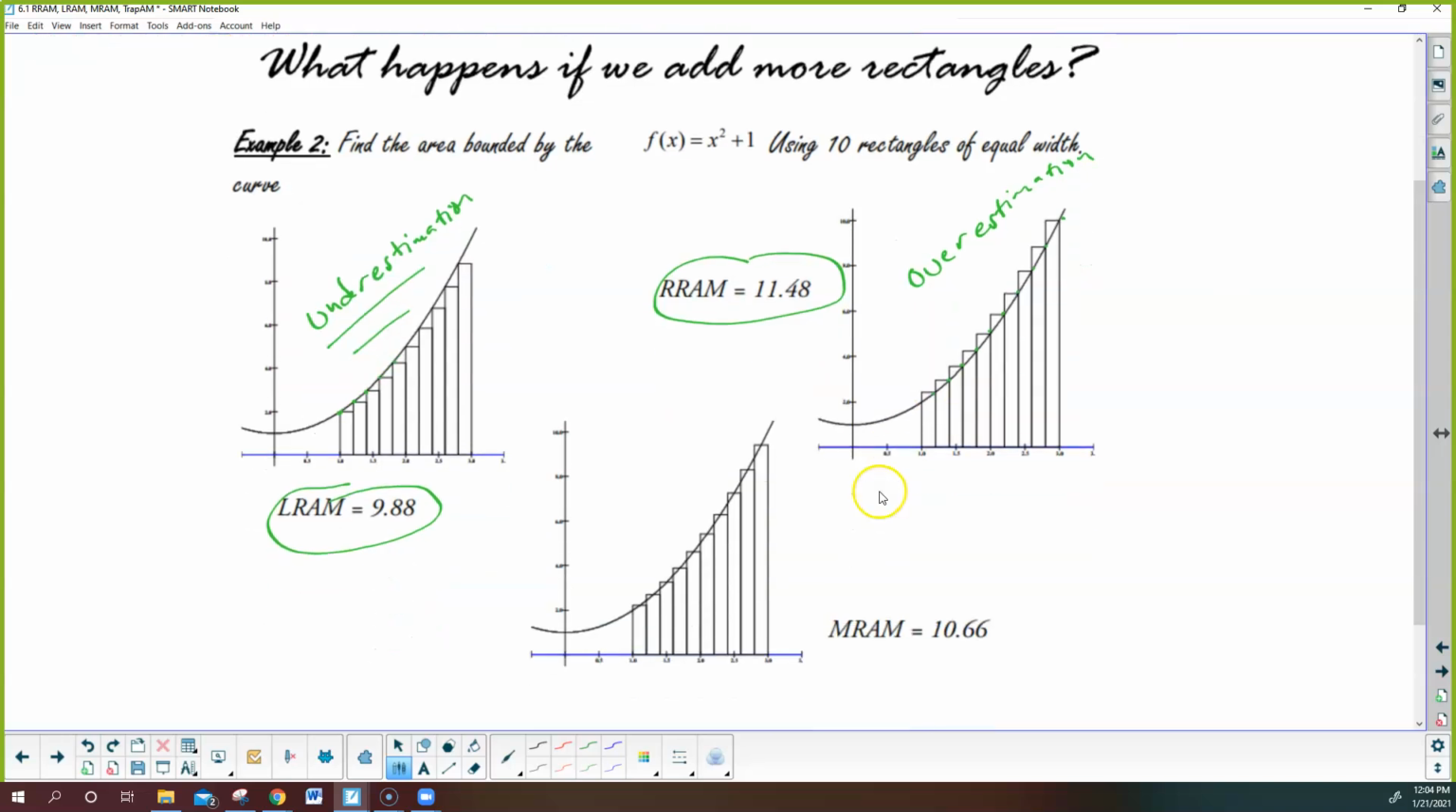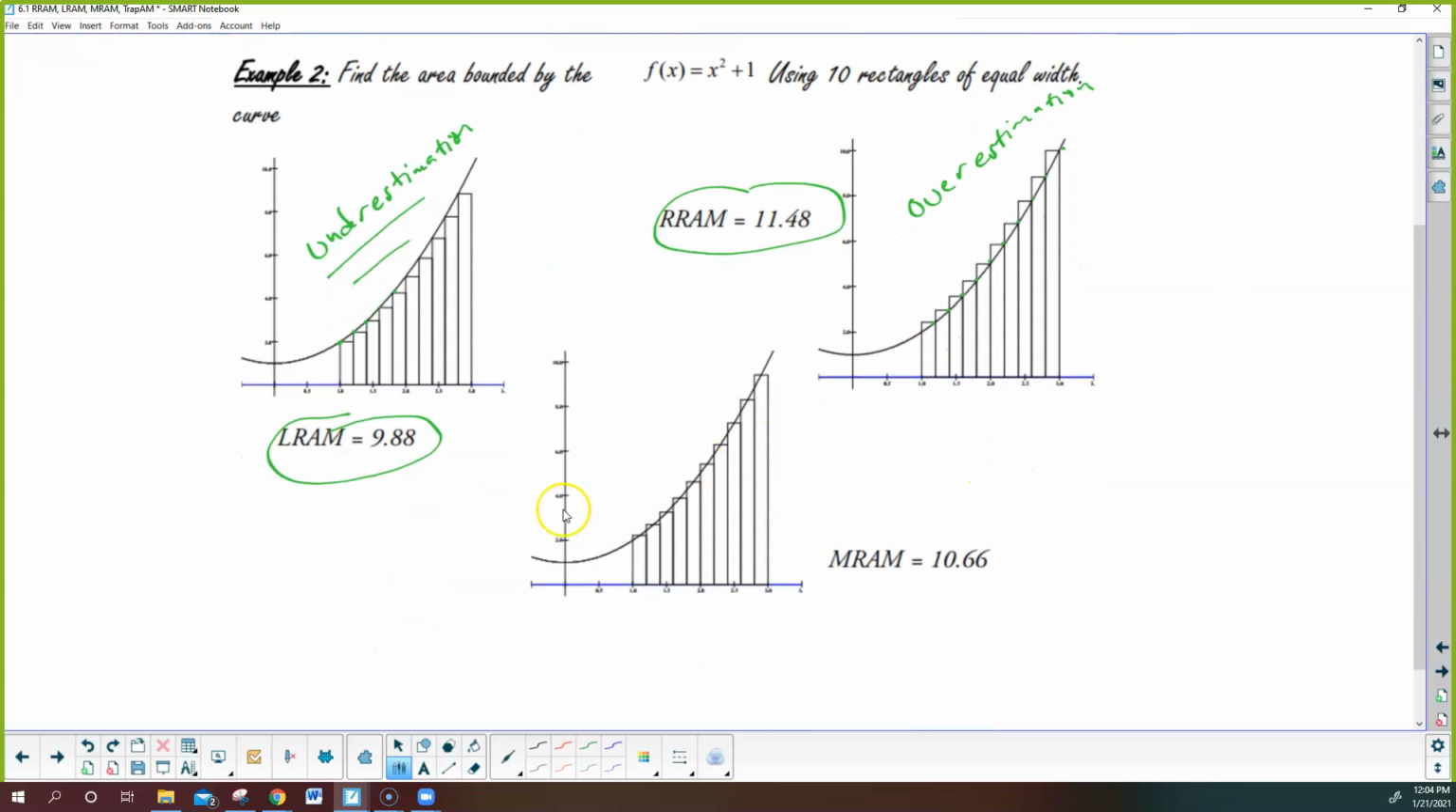Okay, now we didn't do the midpoint one yet. I'm going to show you that next. But look at the middle point here. What if we took the middle point? The middle point is actually closer to an actual value than the left and right. So if we're looking for the best possible way to do it, right now we would say the midpoint one would be better than the left and right.